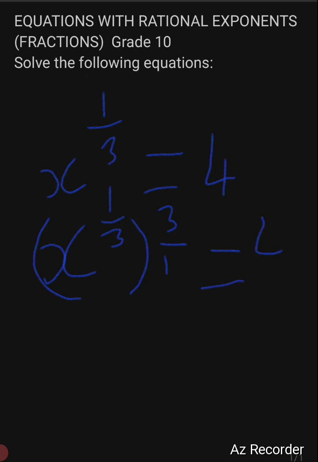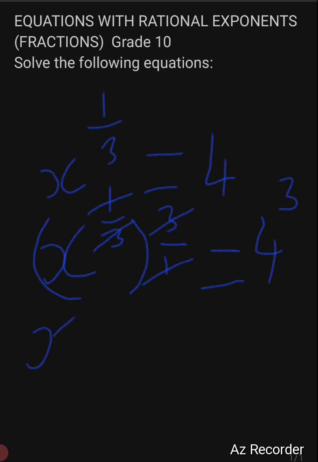Similarly, we'll do the same thing here. It will be 4 raised to the power of 3, so it will be 4 to the power of 3. From here we can see 1 and 1 are the same, they cancel. Our aim is to make x the subject. We cancel 3 as well as 3.